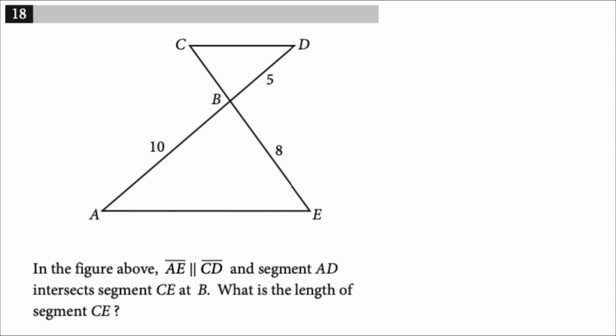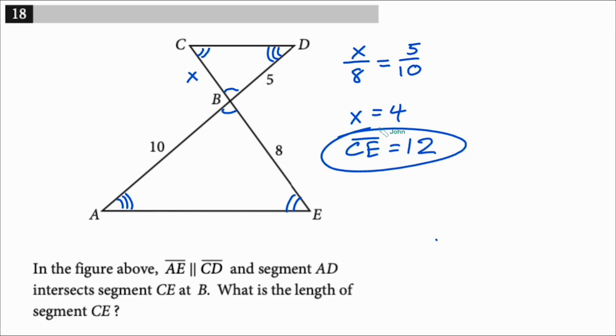The vertical angles at B are equal. We also have alternate interior angles at C and E, and then also at A and D. So we've established that these triangles are similar. Now the key step is recognizing that side CB, which I'll call X, corresponds to side BE because these two sides are between corresponding angles. We then have short leg over short leg equals long leg over long leg, which gives us x is equal to 4, so the length of CE is 12.